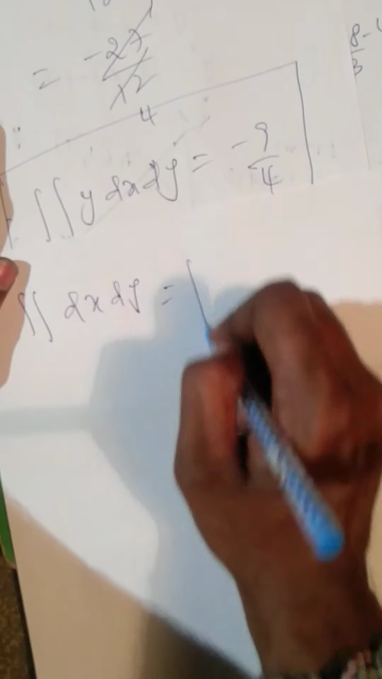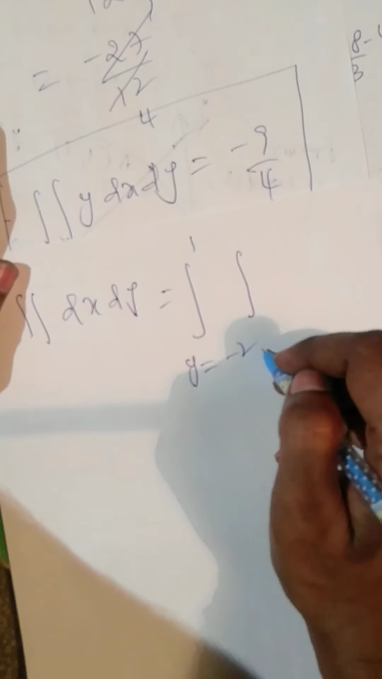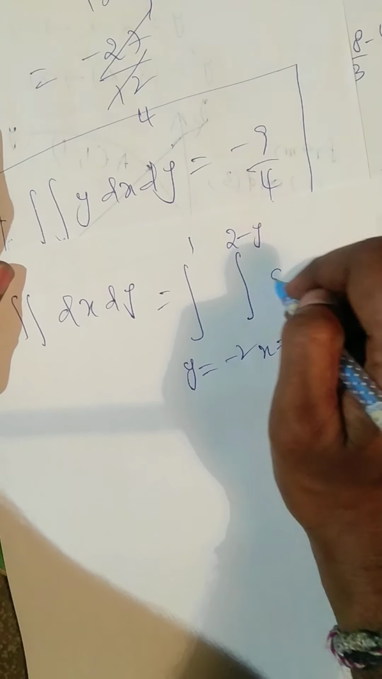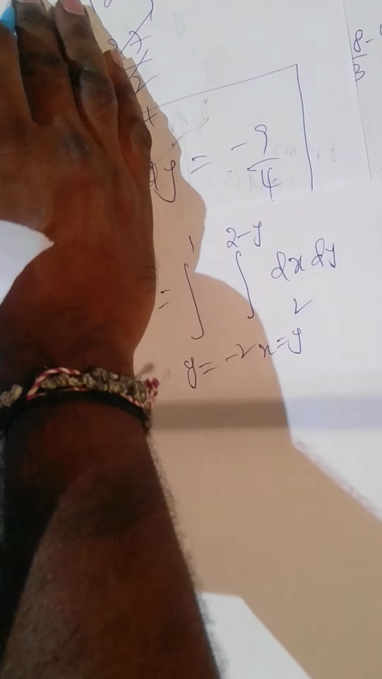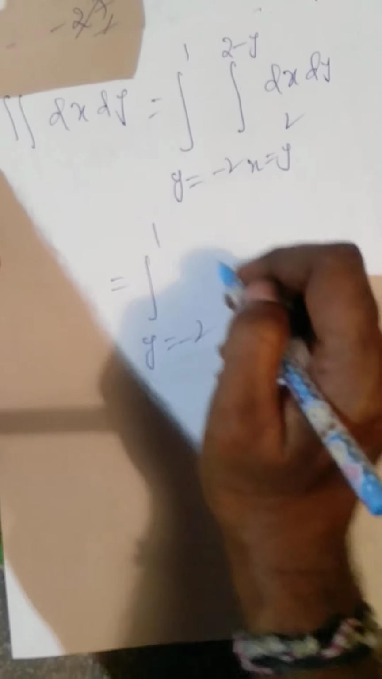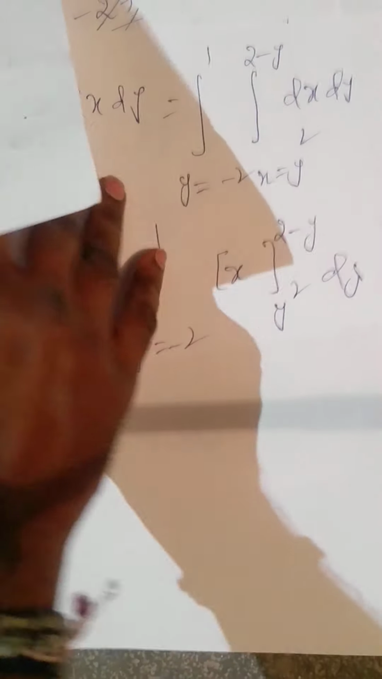Now the limits are the same. What are the y limits here? y equals minus 2 to 1. What are the x limits here? x equals y square to 2 minus y, dx dy. Now if I integrate with respect to x first, y equals minus 2 to 1. Integration of dx is what? x. Limits are y square to 2 minus y, dy.